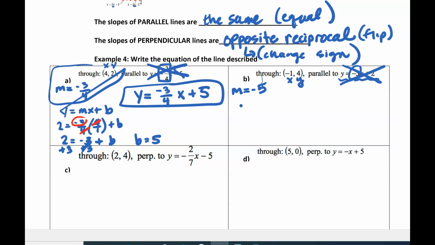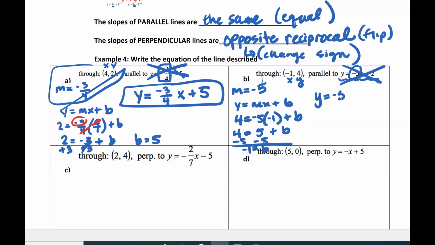-5, there we go. And so I'm going to write y equals mx plus b, and I'm going to plug in 4 for y, -1 for x, and -5 for m, and then I'm going to solve for b. So we've got 5 plus b, take away 5 from both sides, and you're left with b equals -1. And then I just write my equation. So my slope, -5x, plus my y-intercept of -1.